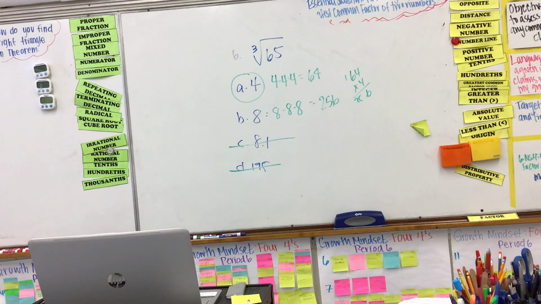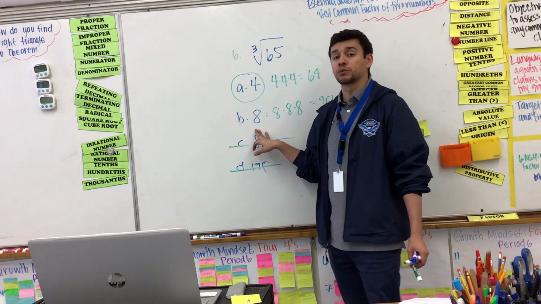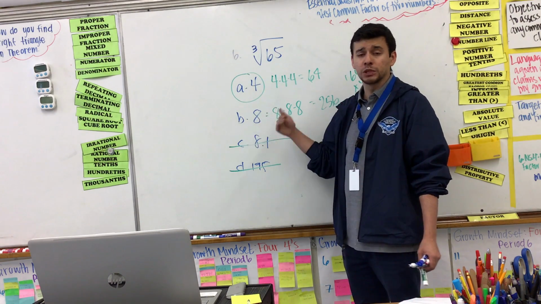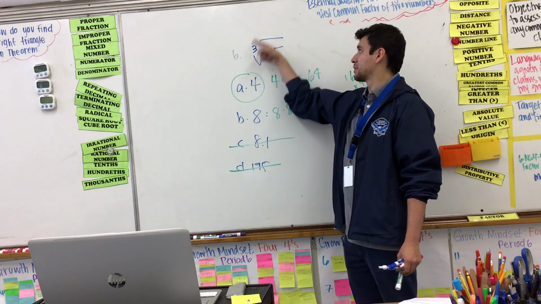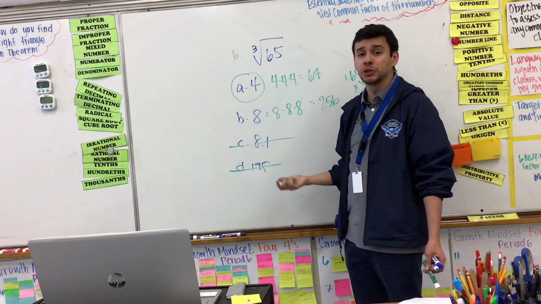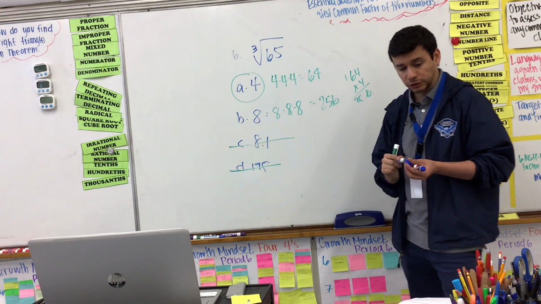And that was actually a trick one. The reason why we put letter B is because some of you guys probably thought about the square root of 64, which is 8. But we're not talking about square roots here. This is actually a cube root. Okay? So that's that answer.